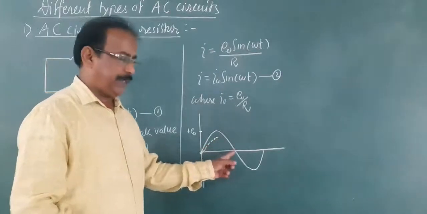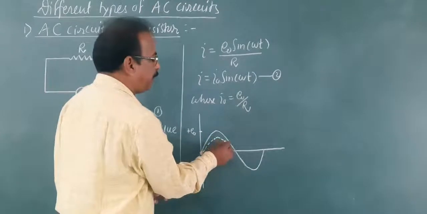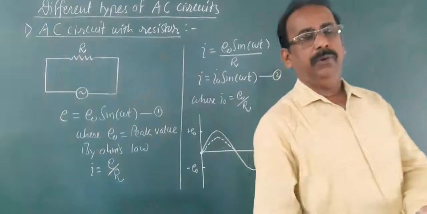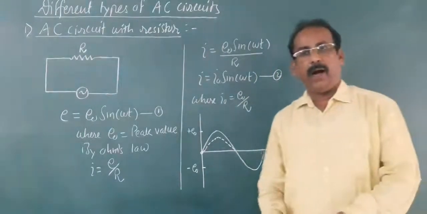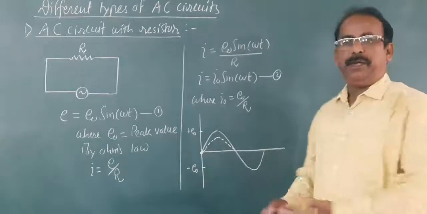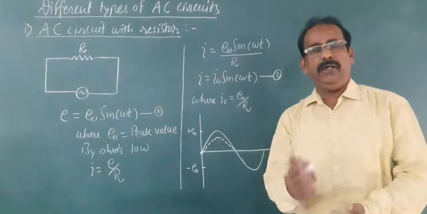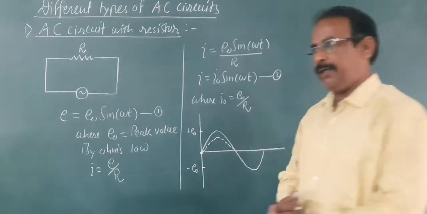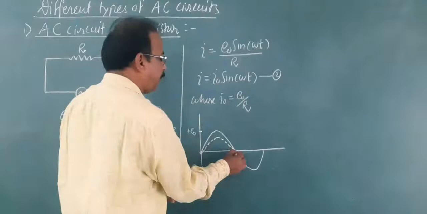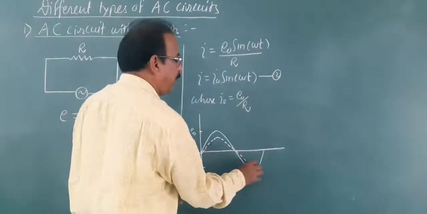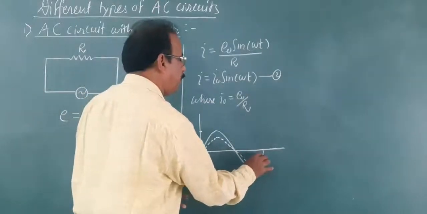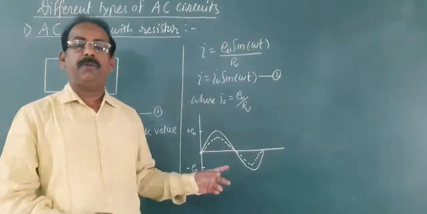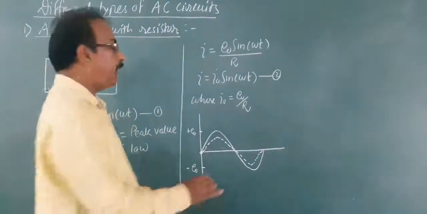When EMF becomes 0, the current in the circuit becomes 0. When EMF takes a negative value, then current also takes a negative value. When EMF shows maximum value in the negative direction, current also shows maximum value in the negative direction. And again when EMF becomes 0, current becomes 0. This type of variation you will observe for current.